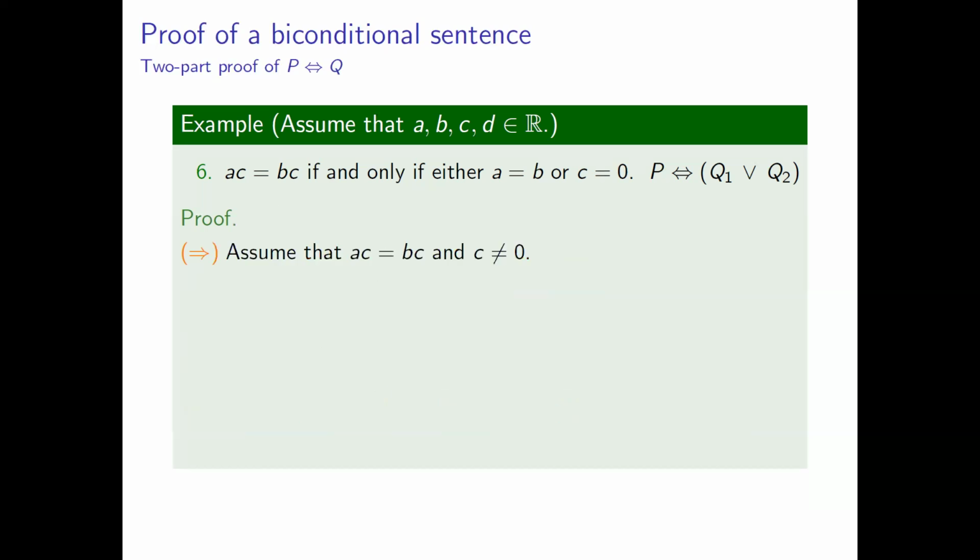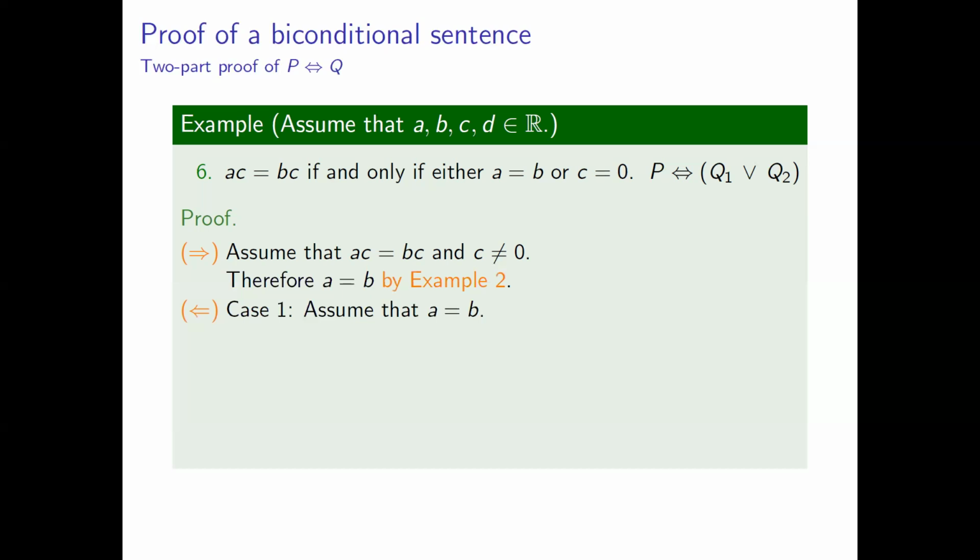For the proof of the forward direction, assume that AC equals BC and that C is non-zero. Since C is non-zero, it follows immediately from the cancellation law for multiplication, which we proved in example 2, that A equals B. This completes the proof of the forward implication. We now prove the backward implication.